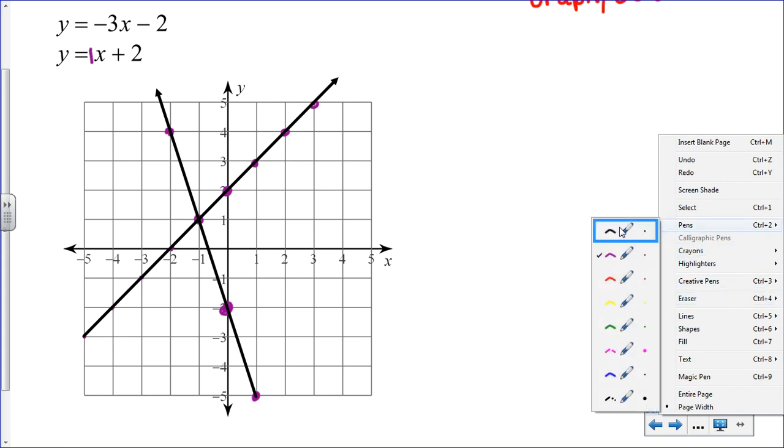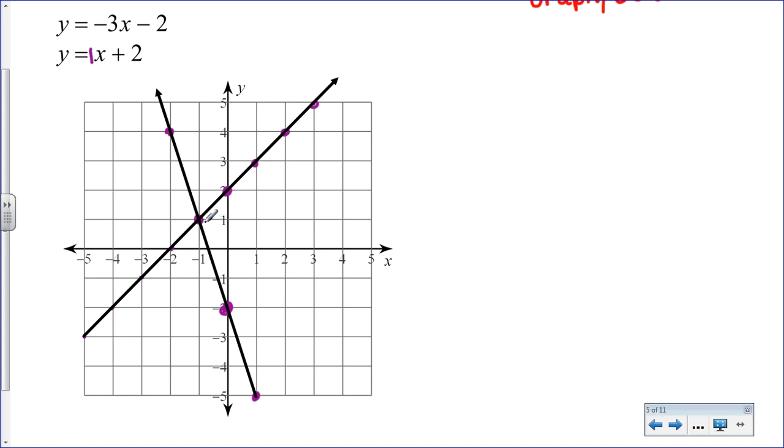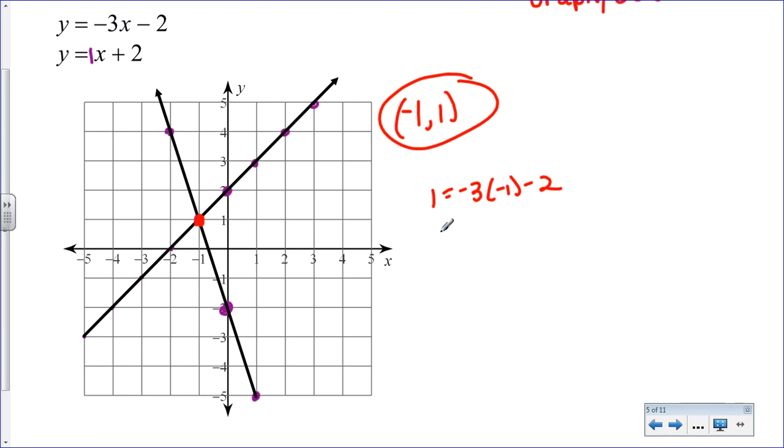So in this problem, my two lines are going to cross, or intersect, at the point negative 1, 1. So if I plug those in, I could check them. This is my final answer. I could do 1 equals negative 3 times negative 1 minus 2, which gives me 3 minus 2, which is 1. Okay, I could check it in the second equation. I could do 1 equals negative 1 plus 2. Well, negative 1 plus 2 is also 1. So it works in both of them. I'm in good shape. I know I graphed them correctly.